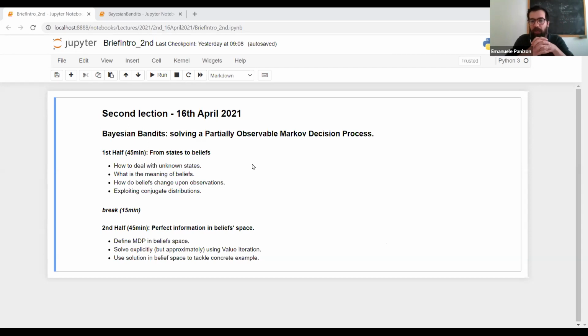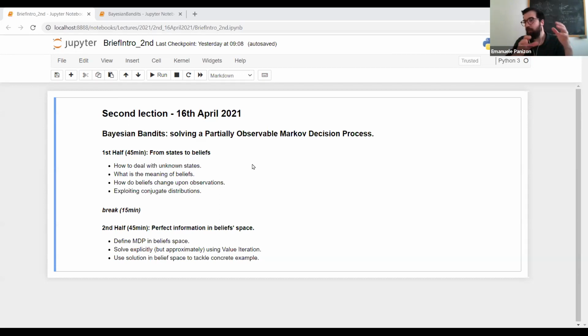First we will see, okay, we have this system of coin flipping, what we know and what we don't know. So we will lose our complete information of the state, and we will introduce the beliefs. We will see what actually these beliefs are and how to deal with them. And we will exploit the fact that Bernoulli and beta distributions are conjugate to have a complete picture of how to deal with beliefs.